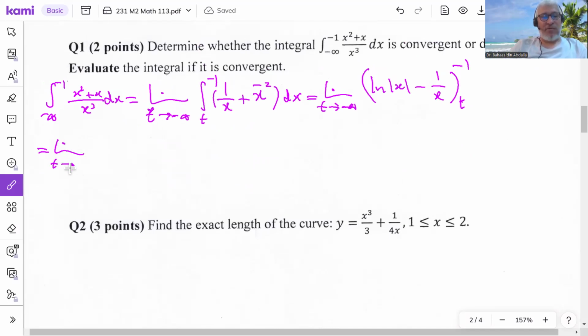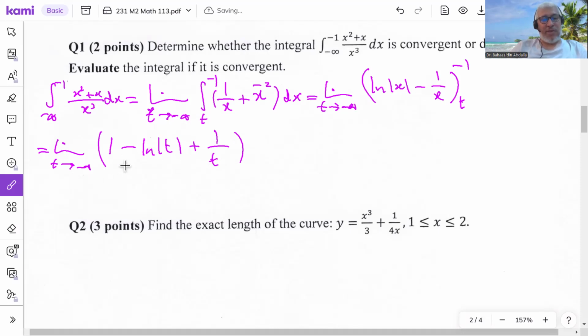Now I should replace x once by negative 1 and then by t. So I'll have the limit of ln absolute value of negative 1, which is ln 1, which is 0. So I'll have minus 1 over negative 1, so it would be positive 1. So if I replace x by negative 1, I'll have 1. Then minus, let us replace x by t. So I'll have ln absolute value of t, and this minus would be multiplied by this minus, and I'll have plus 1 over t.